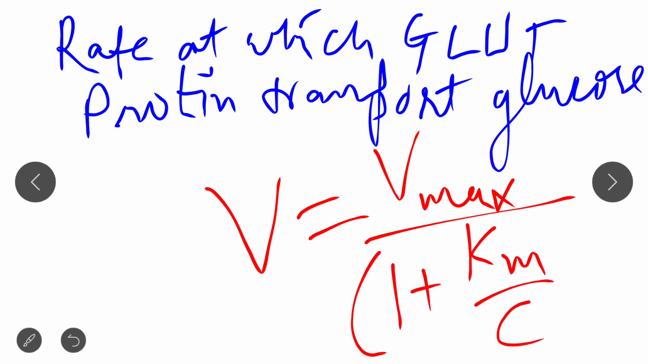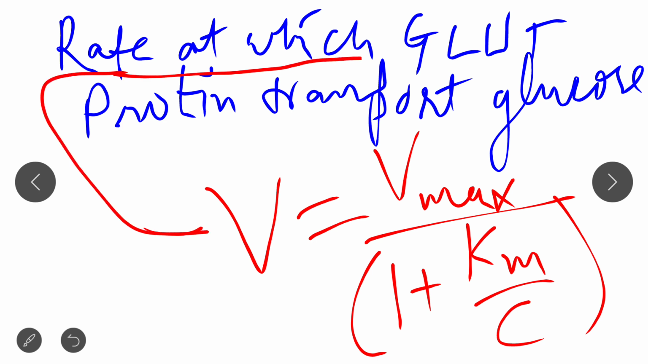So this is the equation. Okay. And what does this equation describe? This equation describes the rate at which GLUT protein transports glucose. Okay. Now in this equation you see some terms.